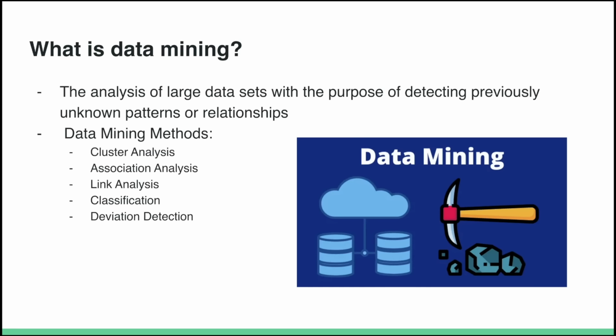Now, the main thing we're going to do using a data warehouse is going to be something called data mining. And data mining is kind of a nebulous term. It really just refers to analyzing a bunch of data to find patterns or relationships within that data. And we're going to look at 5 different data mining methods that you should be aware of.